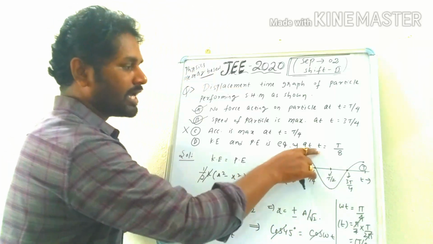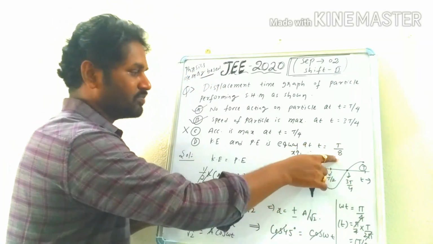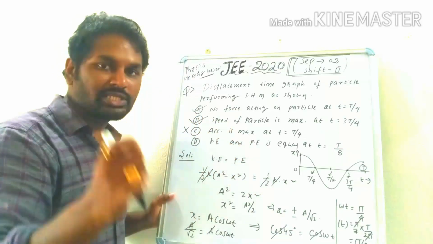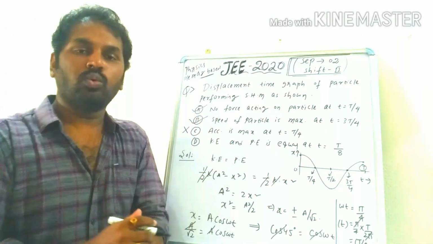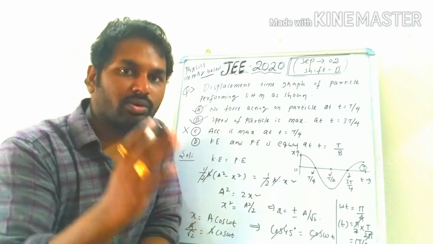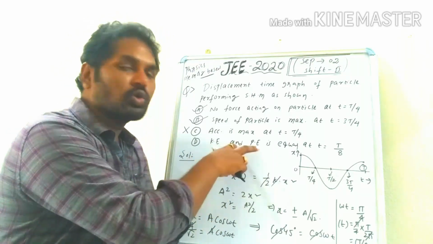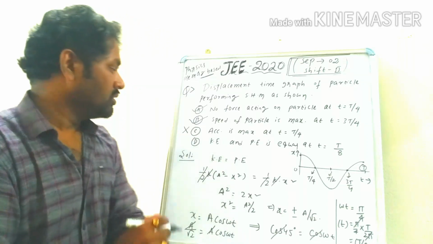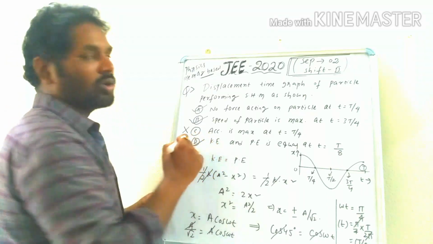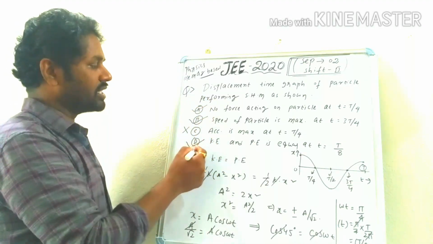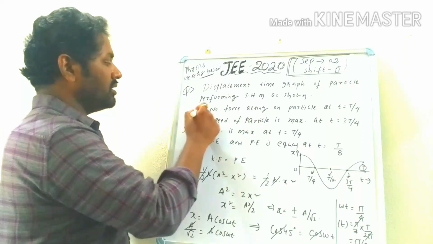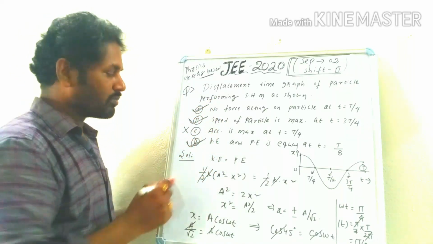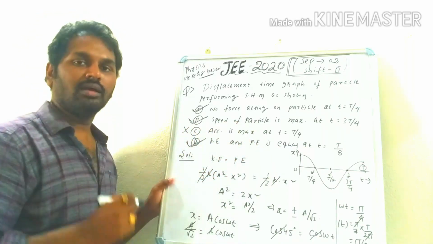Yes. At the time t is equal to T by 8, we got the answer. Kinetic energy and potential energy, they are equal. Or at x is equal to a by root 2, these two quantities are equal in magnitude. So statement D is also correct. So out of 4 statements, we got the answer A, B and D are correct statements and C is the wrong statement.